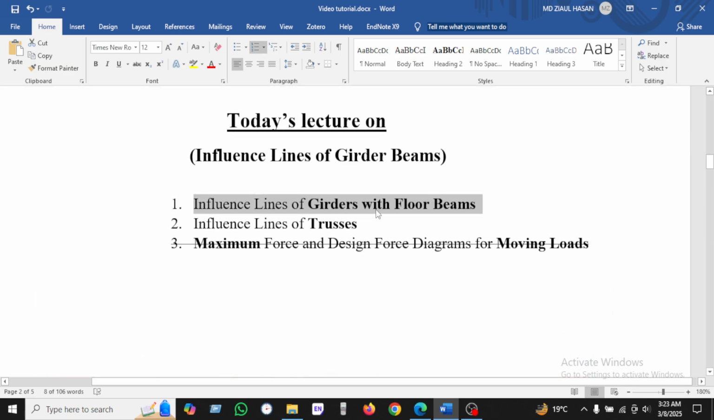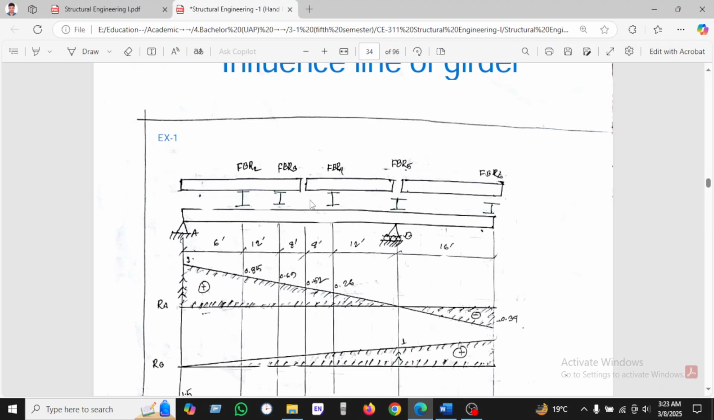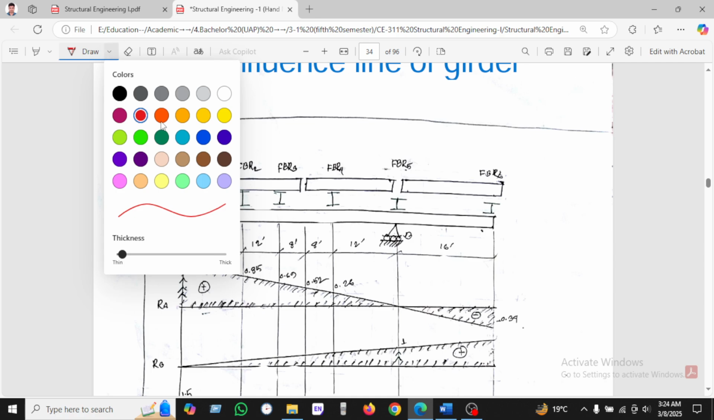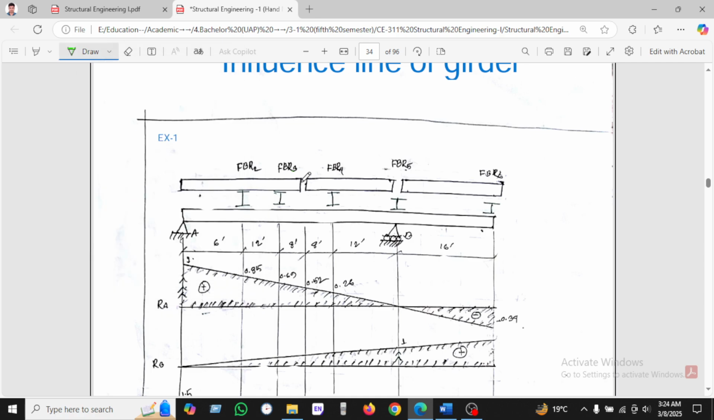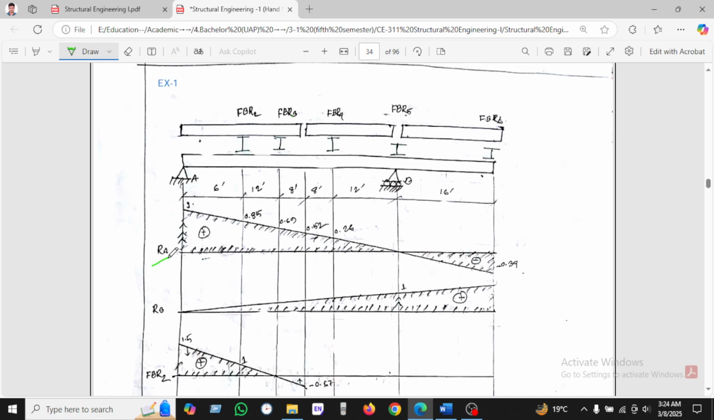Okay, let's start with the girder. Here is the girder, and we can see another term, FR, that means floor beam reaction. Okay, so let's start with RA. Here is RA. We go upward 1 unit at A, and then there is a support, that's why it will be 0, and it will be like this. And now we'll calculate the similar triangle for this portion.